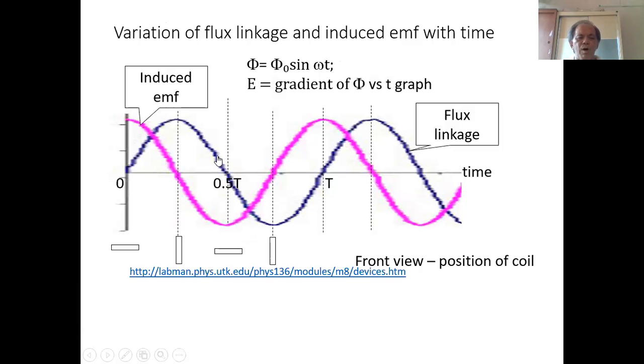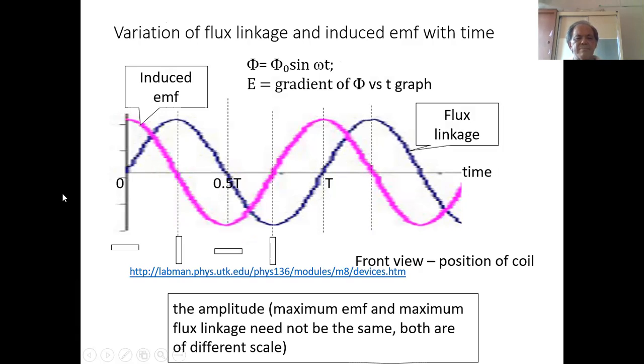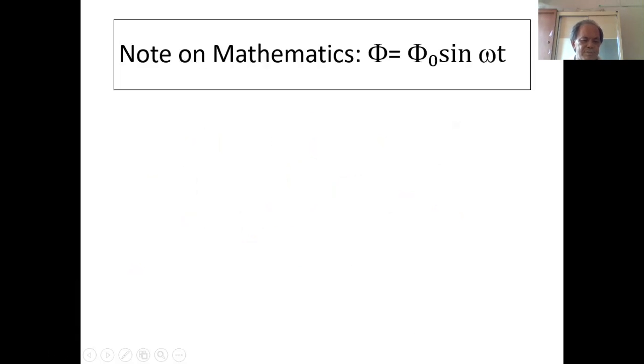Here, if you don't bother about the negative sign, then you get one is a sine here, induced EMF, one is your flux linkage. Don't worry about the amplitude, because both are different graphs.